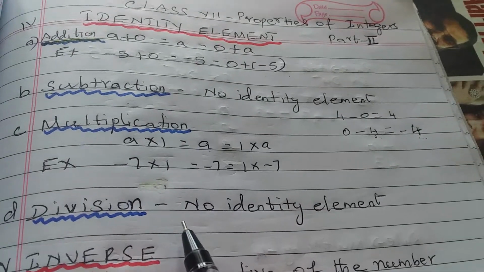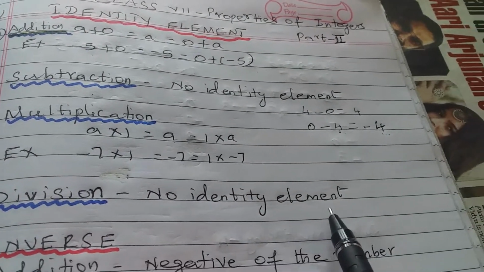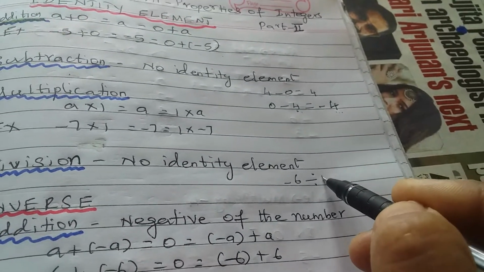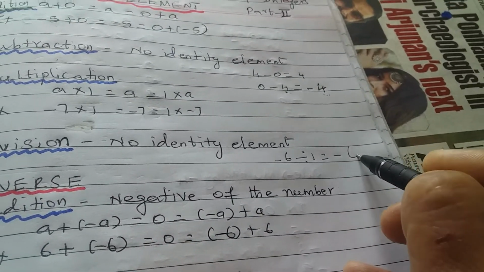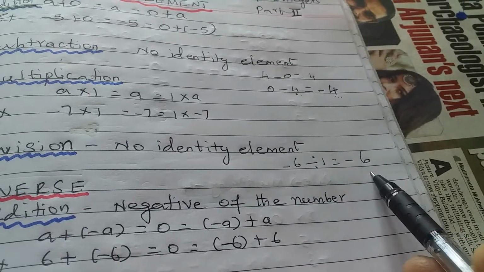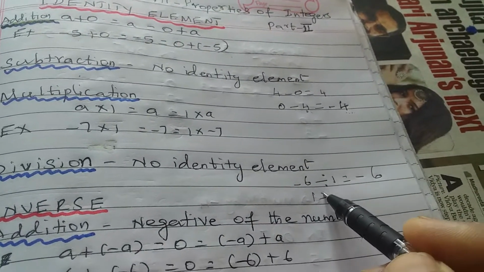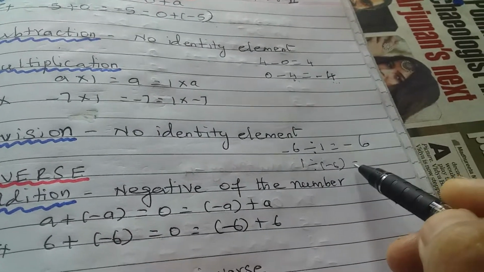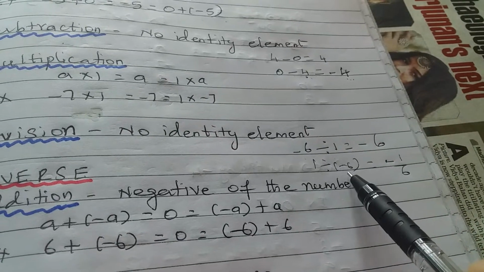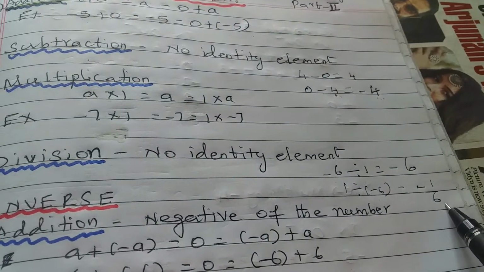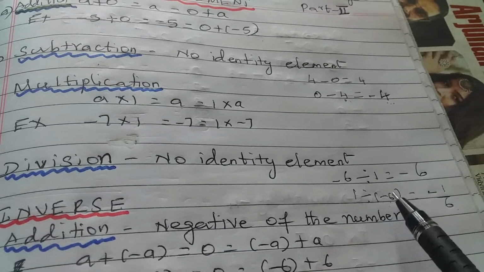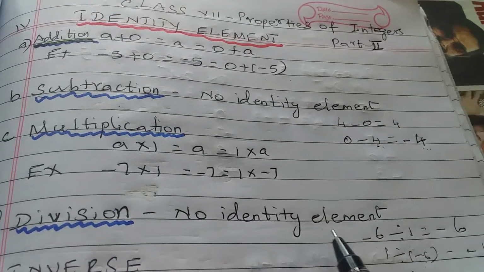So just like subtraction, division also has no identity element. For example, if you are dividing -6 divided by 1, we get -6 itself as the answer, because when you divide two different signs, it is negative, and 6 divided by 1 is 6. But 1 divided by -6 is -1 by 6. The given number is -6 and the answer is -1 by 6. This is not the same number we are getting as the question. So there is no identity element for division.